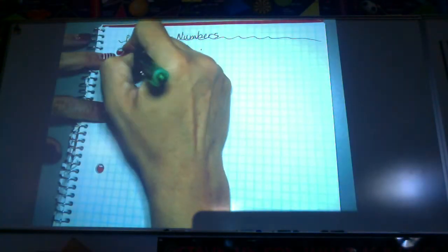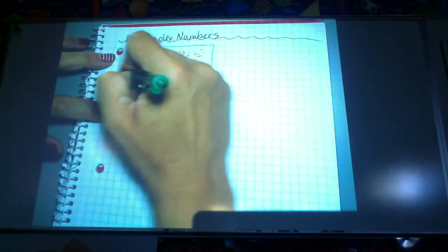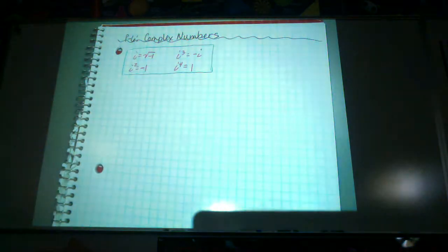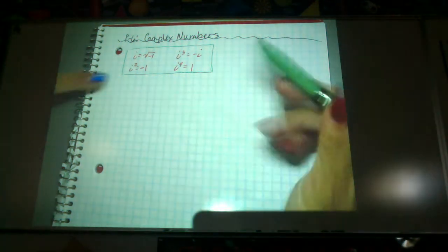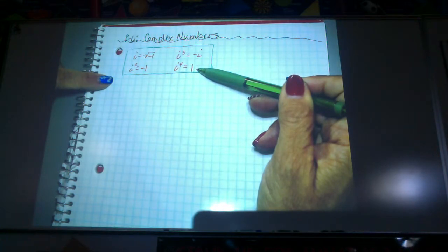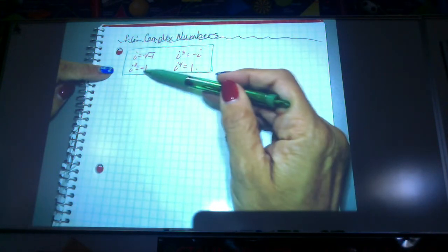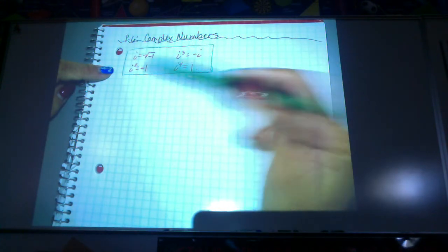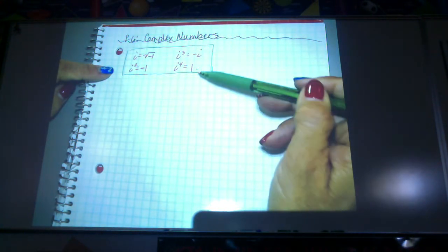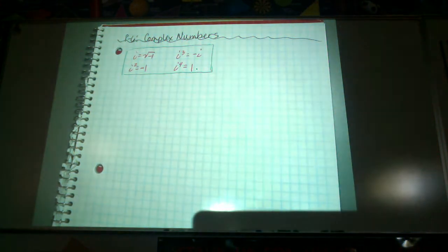Those are the only 4 forms. All other powers of i will fall into this pattern. So it goes in a pattern of 4. So if you have i to the fifth, that's i to the fourth times i. Well, i to the fourth is 1 times i is i. So the pattern starts all over again. i to the sixth is going to be negative 1, i to the seventh, negative i, i to the 8th, 1, and so forth. So it goes in multiples of 4.